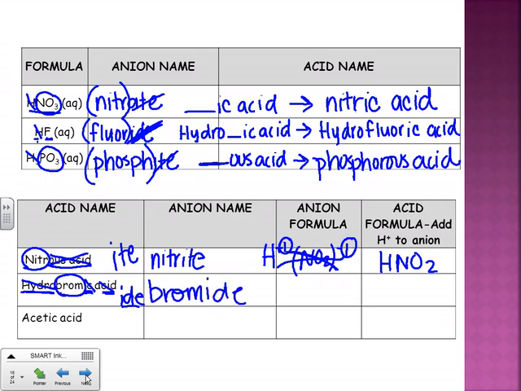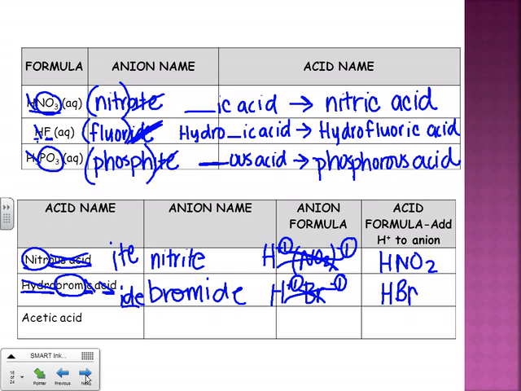Now remember, if it's an IDE ending, it's just one element with its charge. So bromine, as an ion, has a -1 charge because it comes from group 17. What I need to do to find the formula is combine it with an H plus 1. So I take these numbers, not the positive and negative, and make them subscripts for the opposite element. So there's one H and there's one Br. So your final formula is HBr.